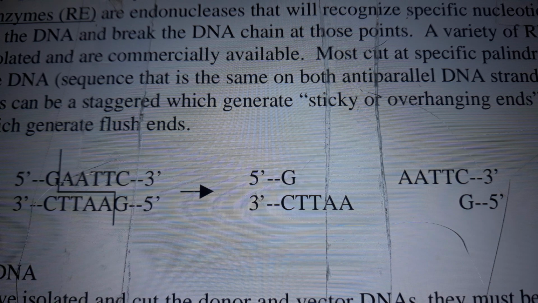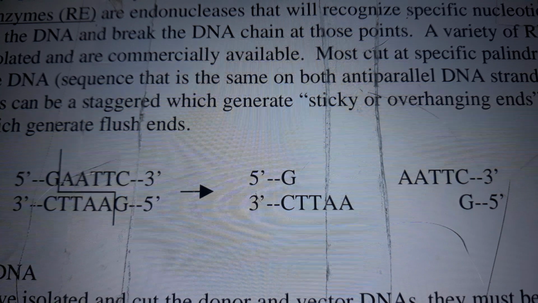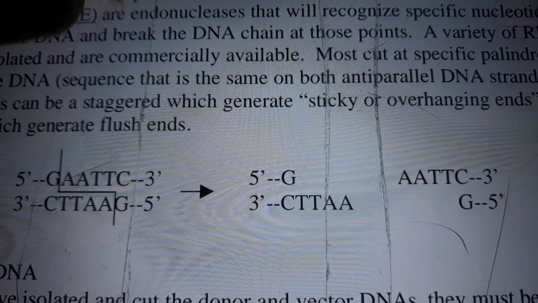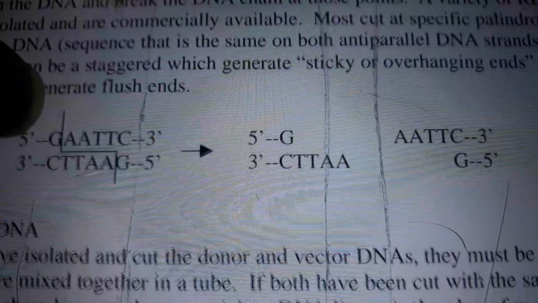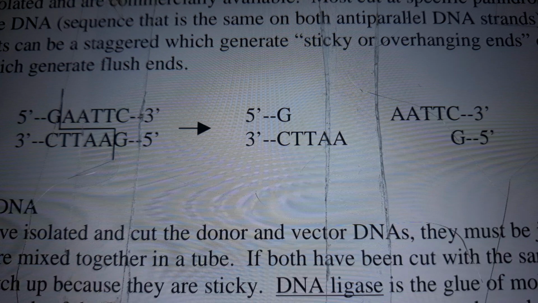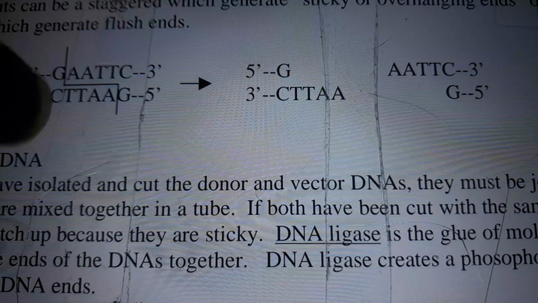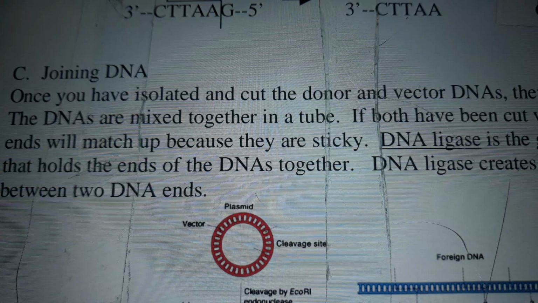Most cut at specific palindromic sites in the DNA sequence that are the same on both antiparallel DNA strands. These cuts can be staggered, which generate sticky or overhanging ends, or blunt, which generate flush ends. So these are the genetic coding. You could just about make a note of that.